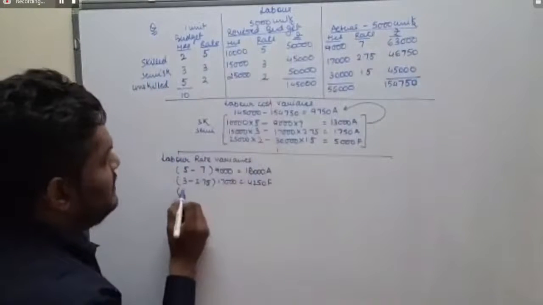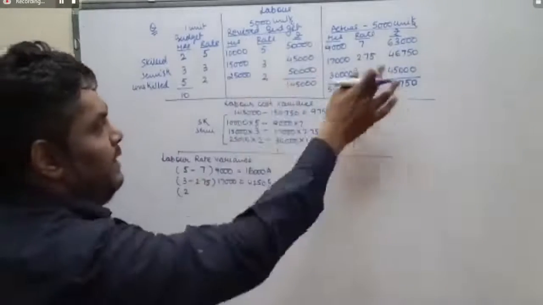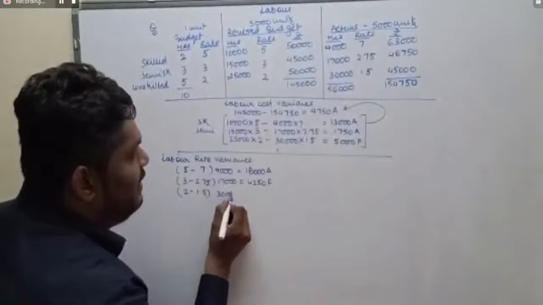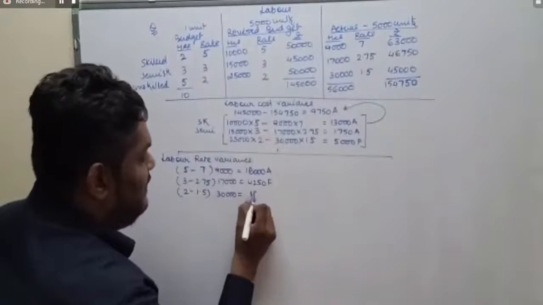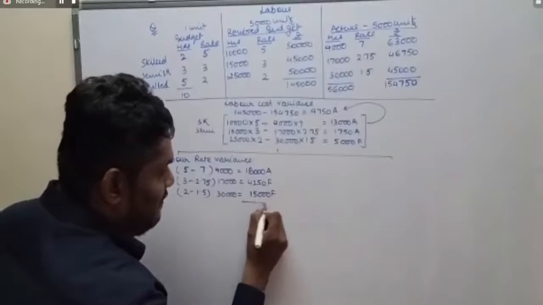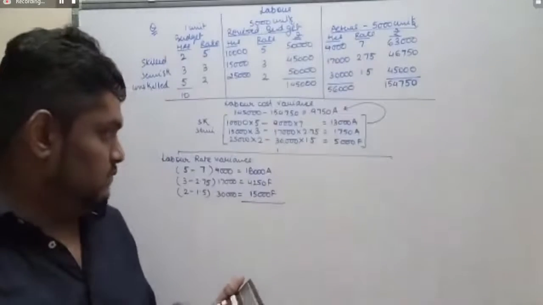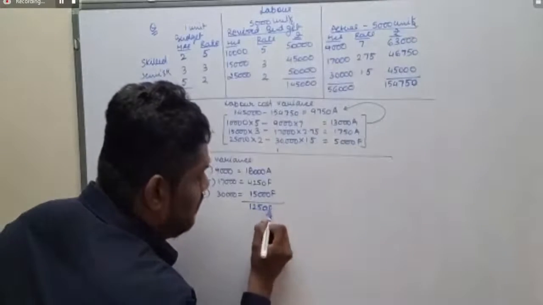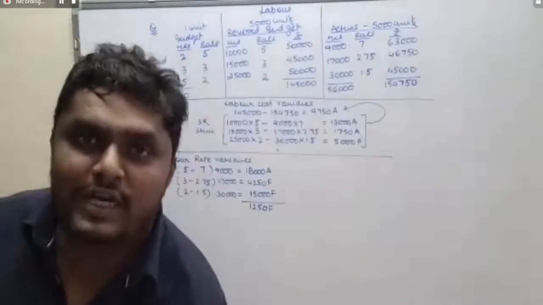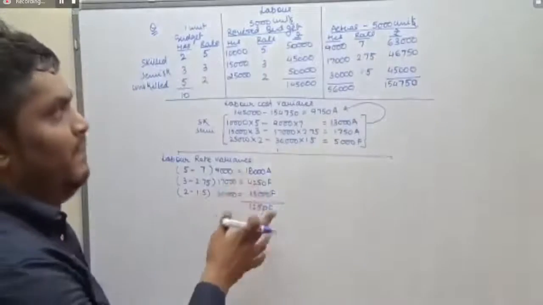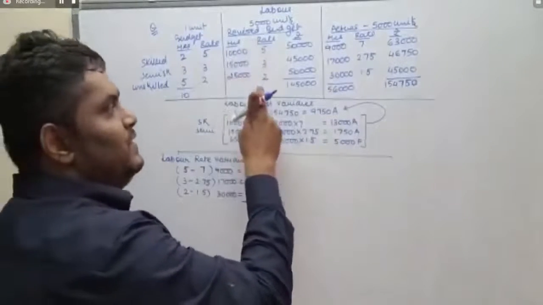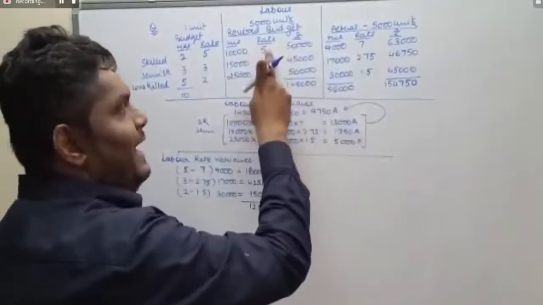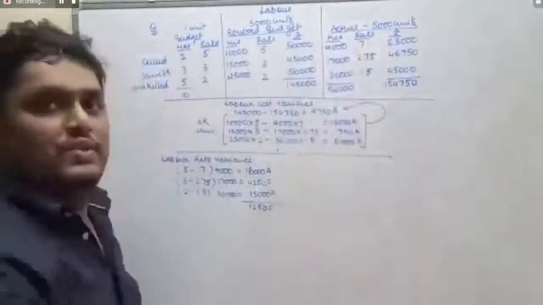Similarly, we were supposed to pay at the rate of rupees 2 per hour, but we paid 1.5 per hour, into the hours actually paid, 30,000 hours. So it is 15,000. So this is all about rate variance. Again, the copy paste of material variance. What we were doing, this much price minus this much price into actual quantity. Similarly, this is standard rate minus actual rate into actual hours.